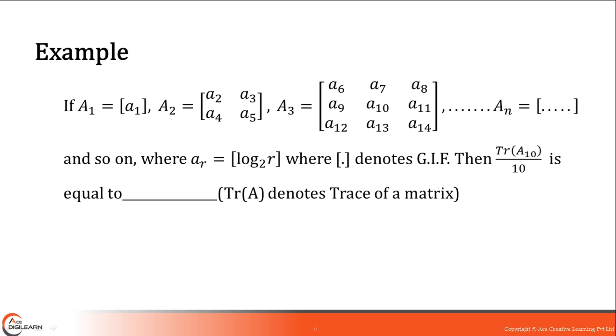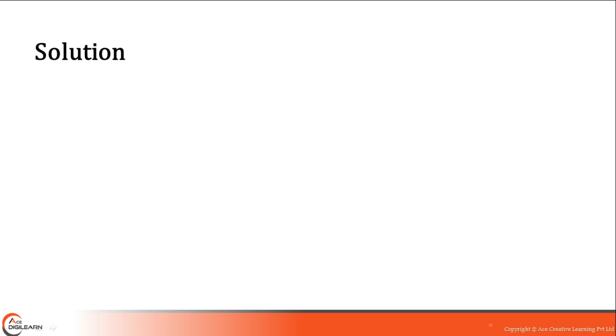Let us see an example. Please look at the question. A1 equals a matrix of order 1 by 1, A2 equals a matrix of order 2 by 2, A3 equals a matrix of order 3 by 3, and so on, An, where each element ar is defined as floor of log r base 2. Then the trace of matrix A10 of order 10 by 10 is equal to? The answer is 8. Let us see the working of it. First element of A10.